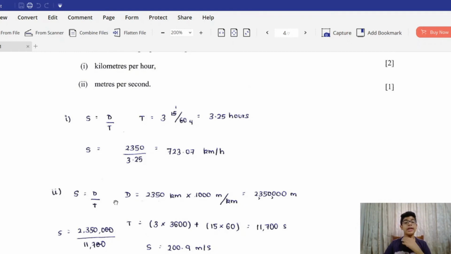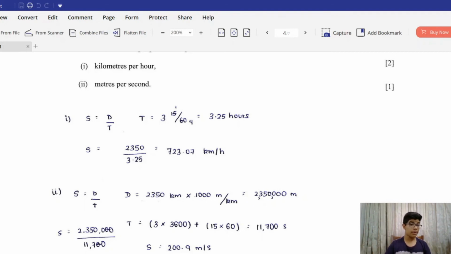So the speed is distance over time. Now look, the distance is given to us in kilometers. We need to convert this to meters. So basically 1 kilometer is 1,000 meters. So kilometers times 1,000 gives you meters. So basically 2,350 times 1,000 is 2,350,000 meters. That's your distance.